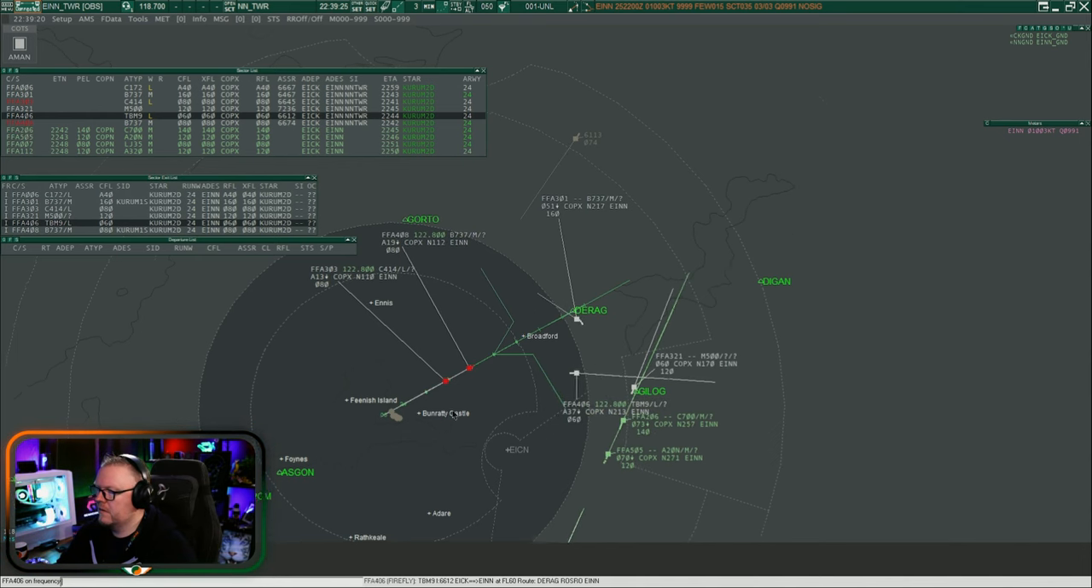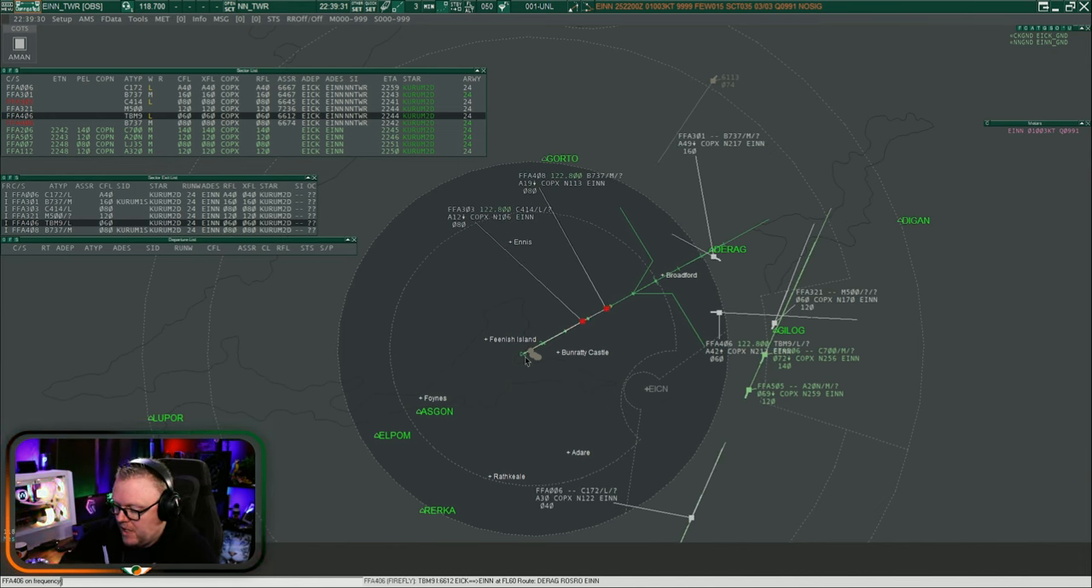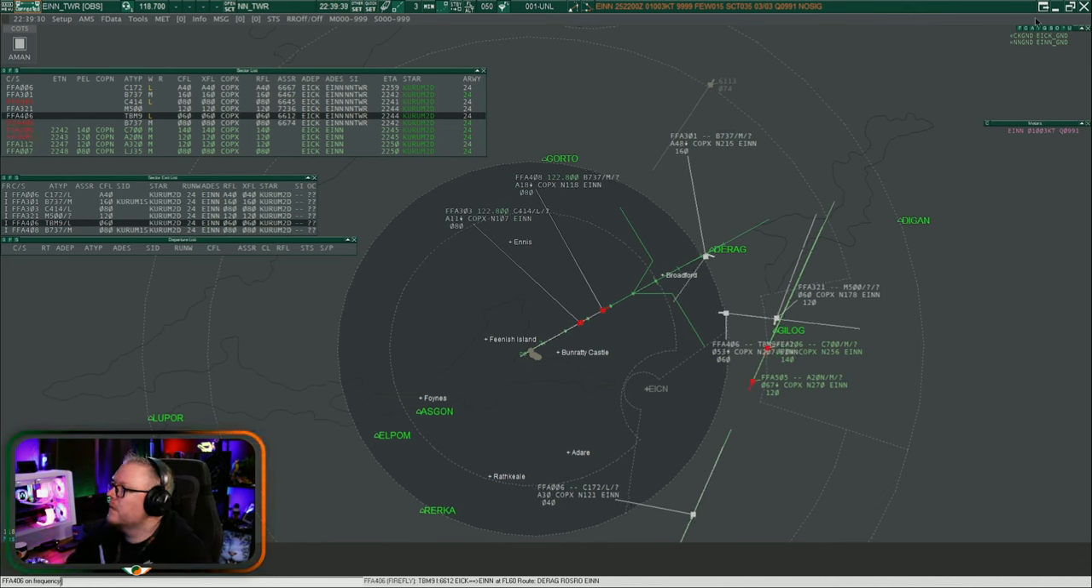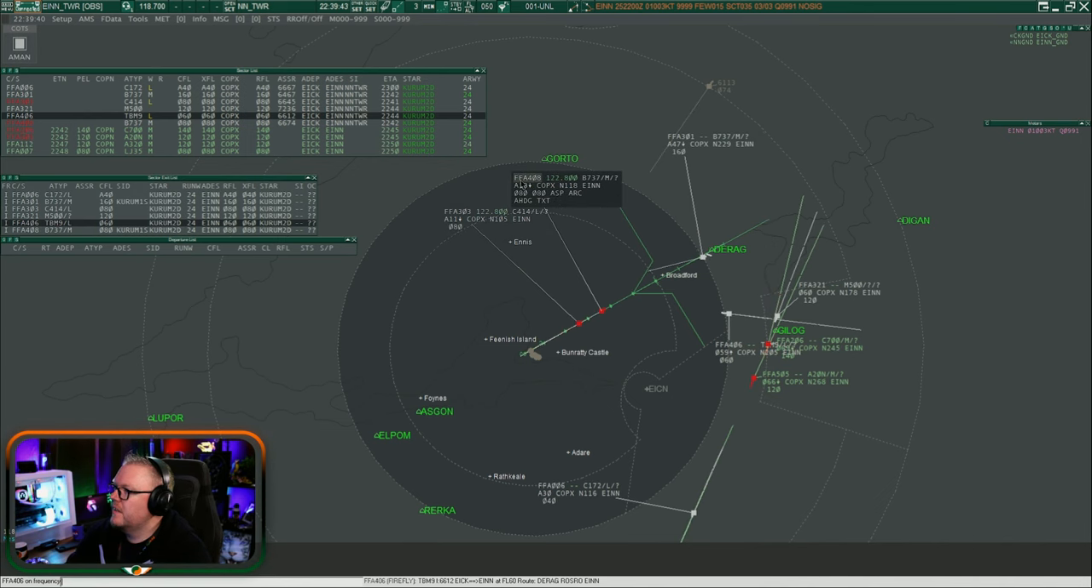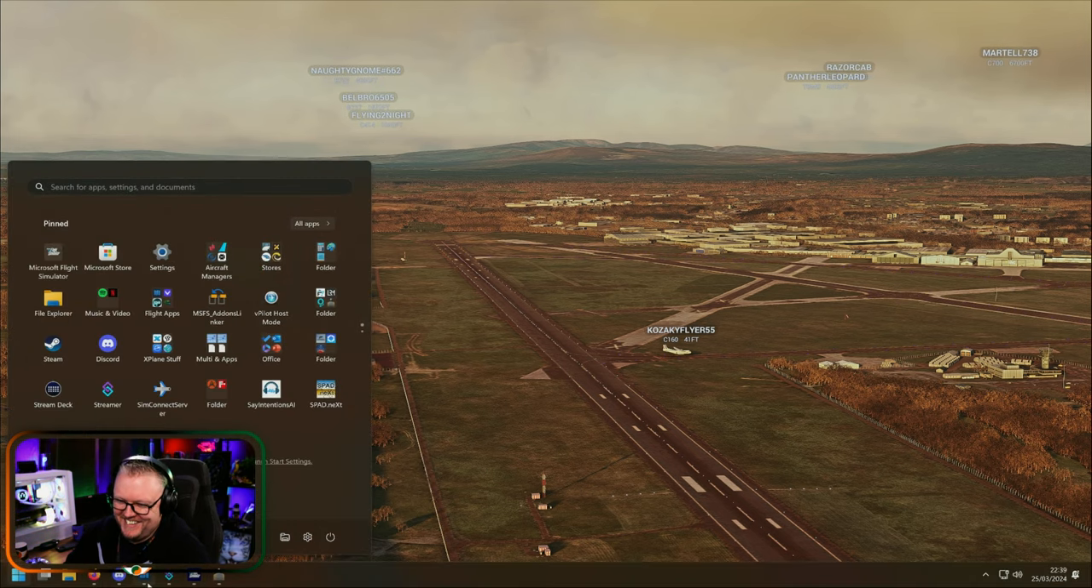FFA 202, vacated runway 24 at taxiway Alpha. Firefly 202, roger, contact Shannon Ground, 121.8. Bye-bye. Oh, this is going to be close. So we have 408, hot in the tail. Oh, Jesus, yeah. This is going to be hilarious.